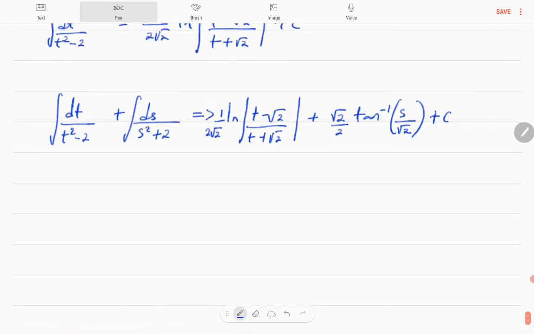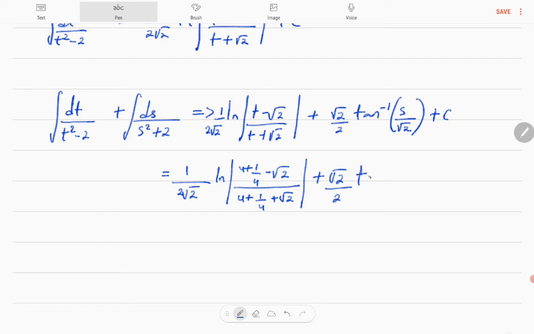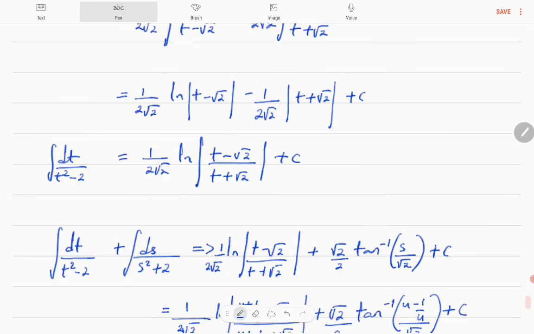So I'm going to bring it back here. So I'll have 1 divided by 2 root 2, and then absolute value of u plus 1 divided by u minus root 2 divided by u plus 1 divided by u plus root 2, plus root 2 divided by 2 tan inverse of u minus 1 divided by u divided by root 2, plus c.